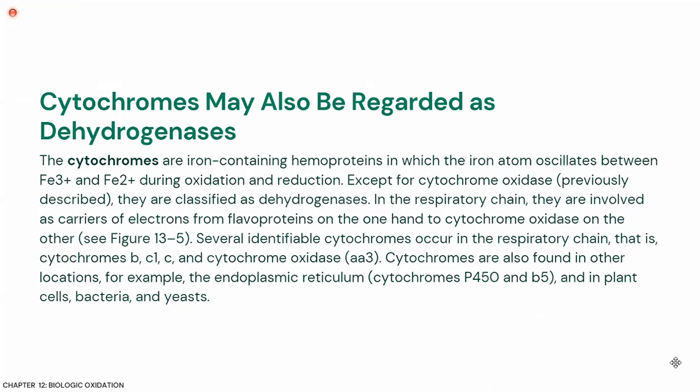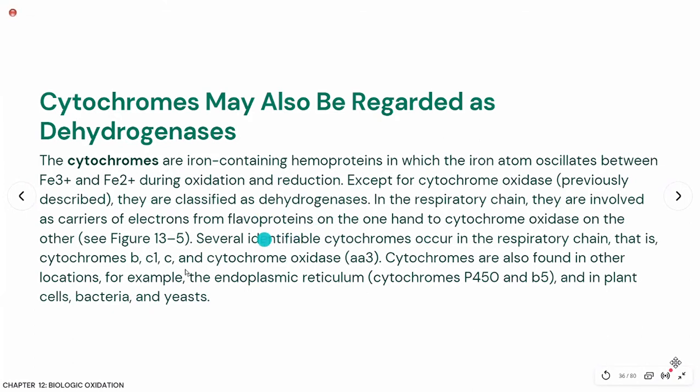Now, cytochromes can also be regarded as dehydrogenases. Your cytochromes are heme proteins. They have heme and iron, and the iron oscillates from oxidized to reduced, ferric to ferrous, because as you remove your hydrogen, electrons go with it, and so the iron now gets those electrons during your oxidation and reduction. All right, there are several cytochromes.